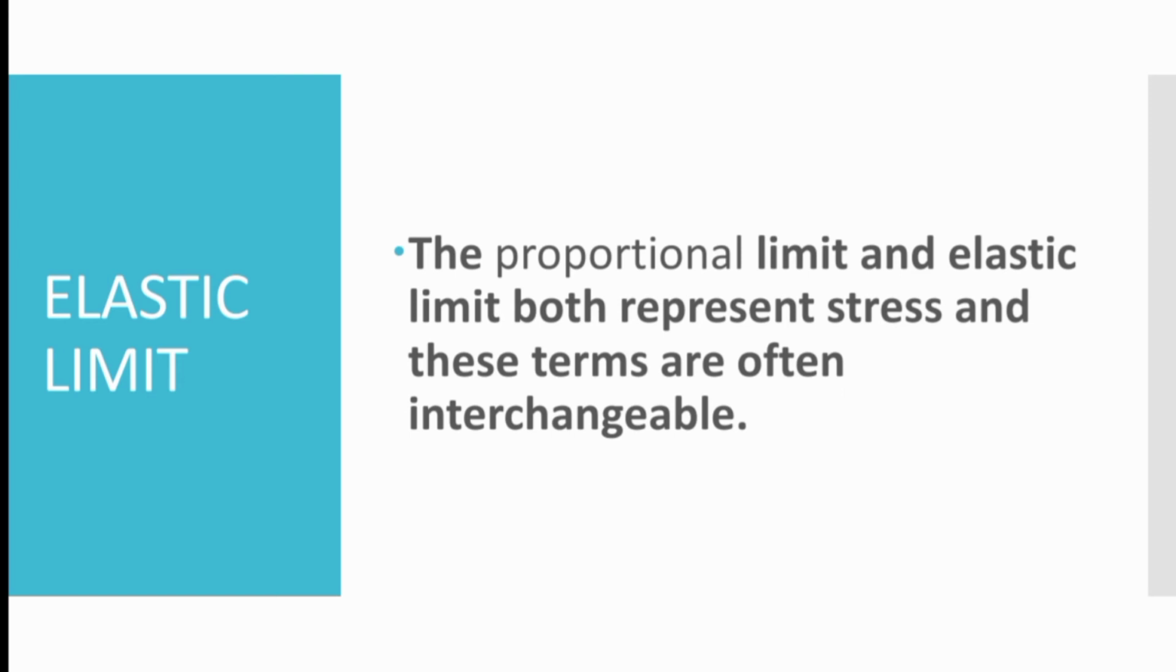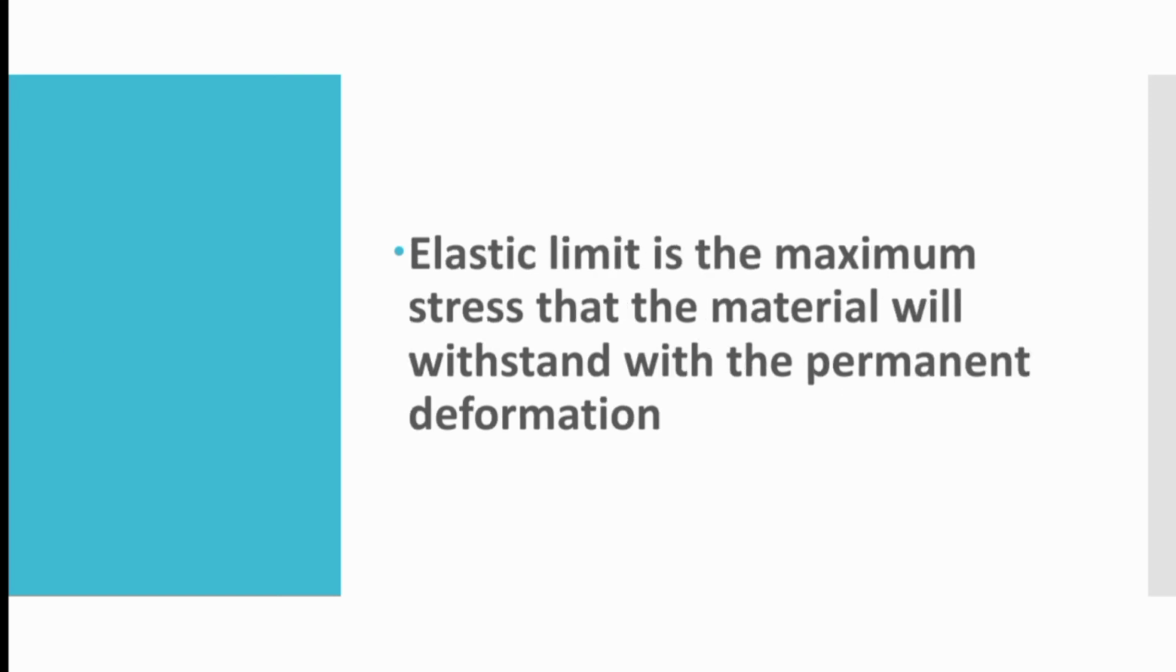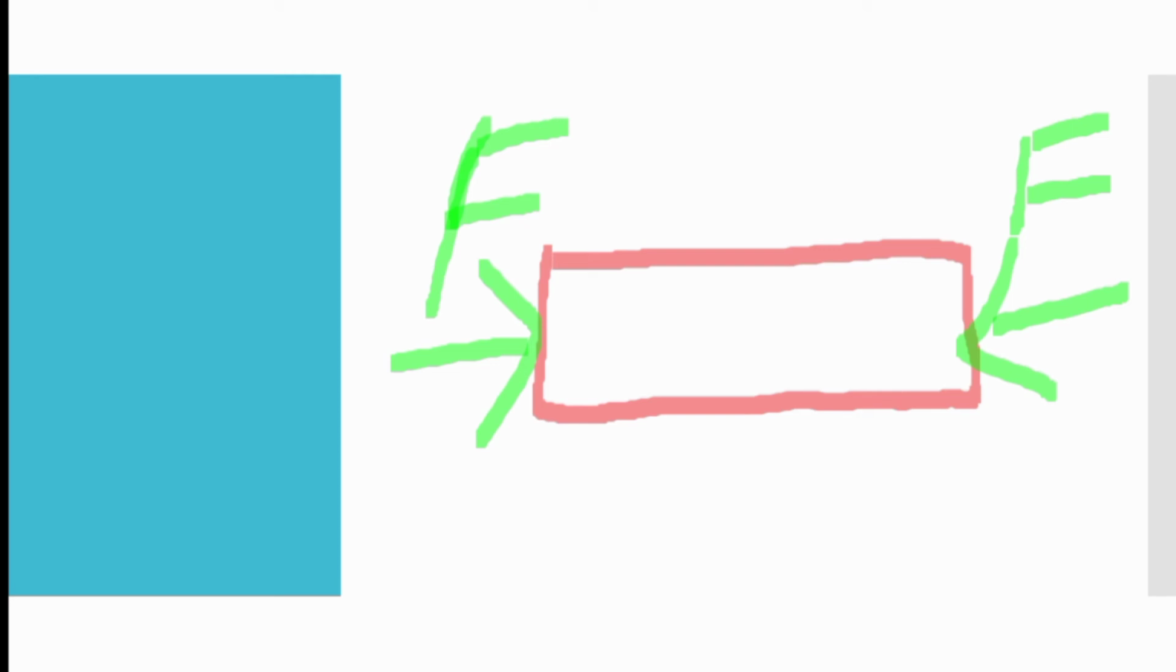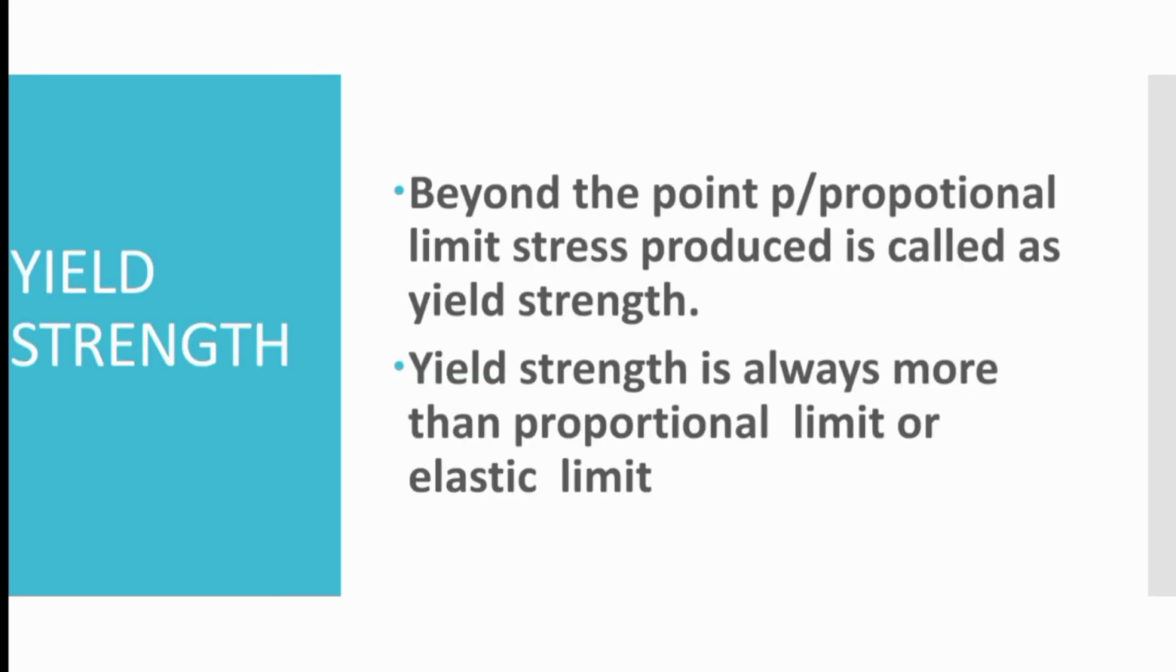The proportional limit and the elastic limit both represent stress and these terms are often interchangeable. Elastic limit is the maximum stress that the material will withstand without permanent deformation. Next we have yield strength. Beyond the proportional limit, the stress produced is called yield strength. Yield strength is always more than the proportional limit or elastic limit.